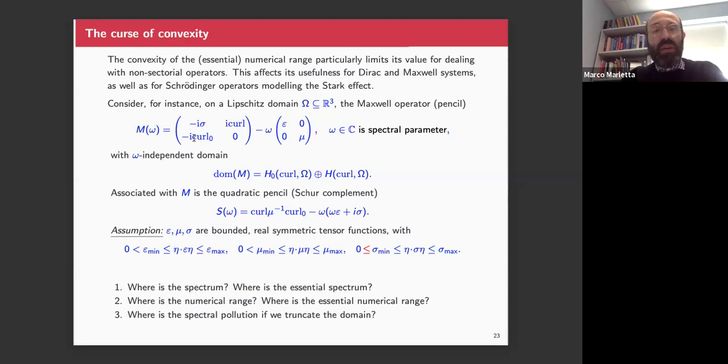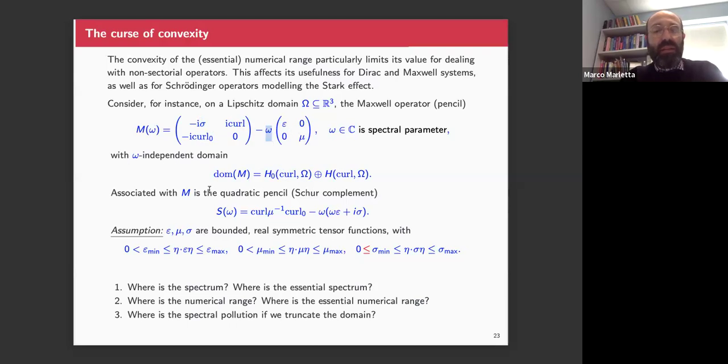So you see you've got curl here, or i curl on the off diagonals. You've got the usual permeability and permittivity. You can take those equal to 1 if you want to have a bona fide operator and not a linear pencil. Omega here is a spectral parameter, and sigma is the conductivity, which typically is non-negative and compactly supported.